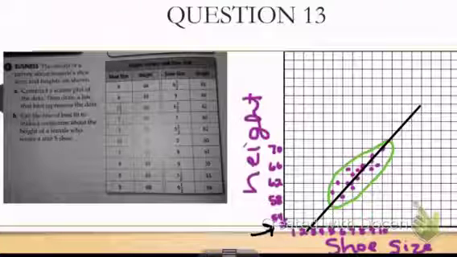The next portion of our question asks us to make a conjecture about a female who wears a size 5 shoe. So we will find out where that meets on our line of best fit, and according to the line that we've drawn here, it appears that a woman with a size 5 shoe would be around 58 inches. So anywhere in that 57 to 60 inch range would be a reasonable conjecture about a woman who wears a size 5 shoe.